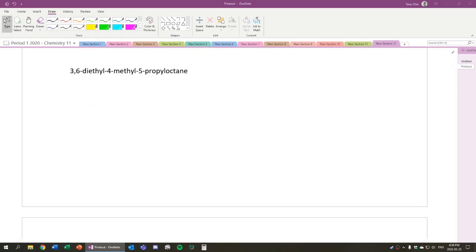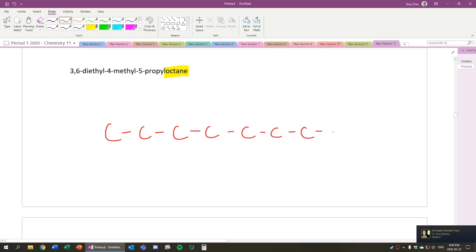In the last example here, what you're going to notice is that you have a parent chain of an octane this time. So let's draw our parent chain. C, C, C, C. Octane means 8. So 5, 6, 7, 8. Okay, there's 8 carbons. Alright, my next thing is, what are my branches?